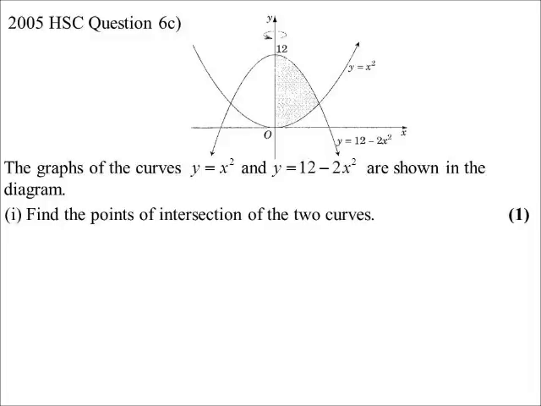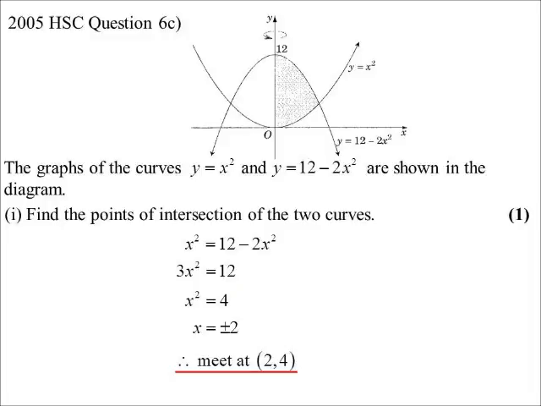HSC question. So we've got a parabola and an upside down parabola. Find the points of intersection of the two curves. All right, well, we've got to solve them simultaneously. So x squared is equal to 12 minus 2x squared, x equals plus or minus 2. Oh, but it says the points, not just the x values. So subbing back in, we know they meet at 2, 4. Oops, I should have said minus 2, 4 as well, shouldn't I? Because it does say points.